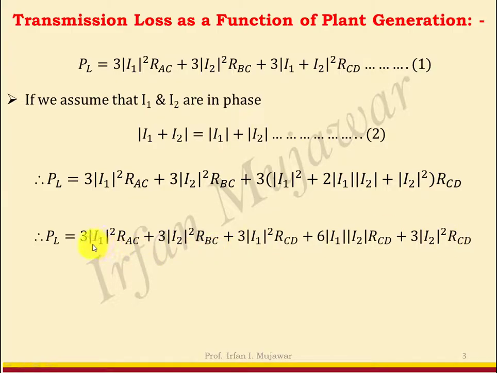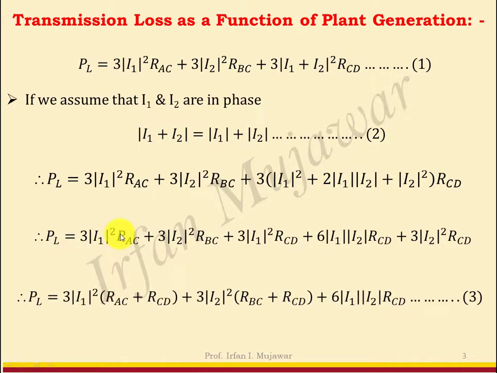Now we can take 3 I1 square common. So we can write PL equal to 3 I1 square common, in bracket RAC plus RCD. Similarly, between these two terms, we can take 3 I2 square common. So it will be 3 I2 square, in bracket RBC plus RCD, plus the remaining term 6 I1 I2 RCD. Now let us call it equation number 3.